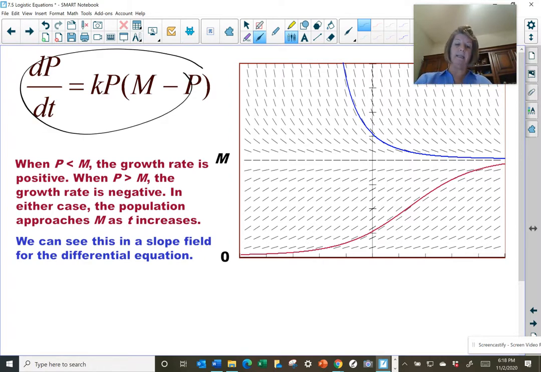When P is less than M, the growth rate is positive. When P is greater than M, the growth rate is negative, because you're coming in from above then. Population is greater than carrying capacity. Yeah, good stuff.